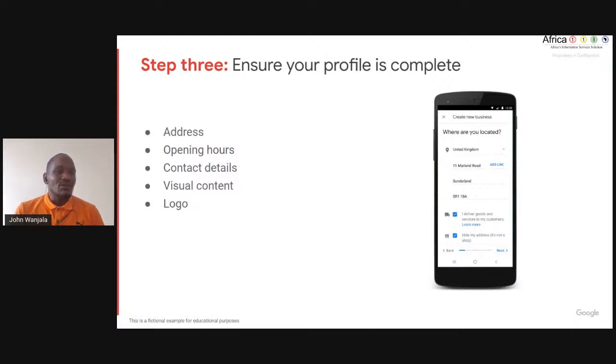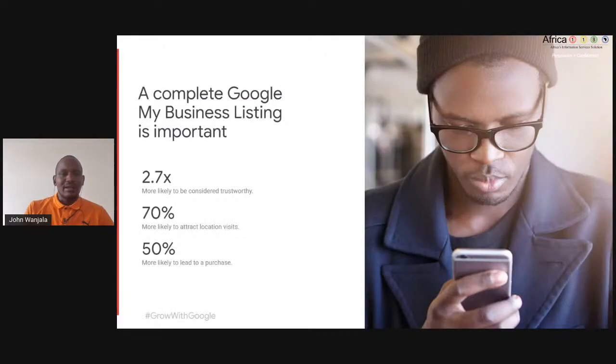Now you need to enter your full information. Where are you located? The address, the opening hours, the contact details, and the visual content, that is, the pictures, and even if you have a logo, ensure you include it. I'm going to show you this shortly, and look at some of the statistics that come with a complete listing, comparing it with an empty listing that does not have the basic information I was referring to.